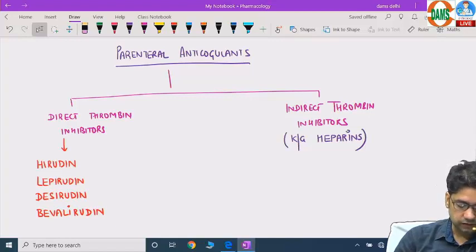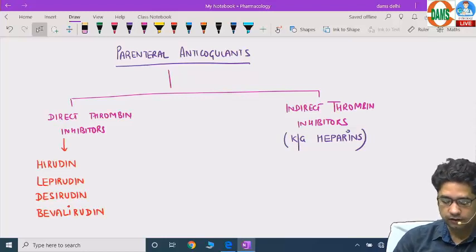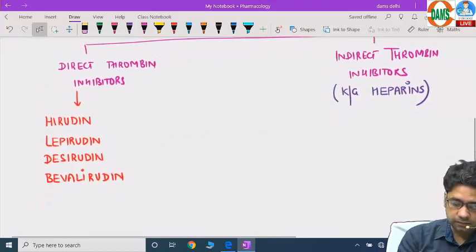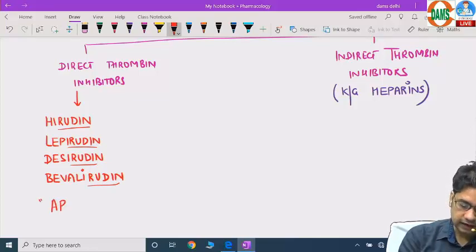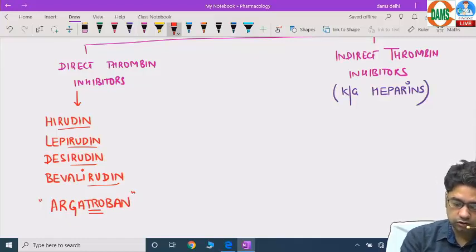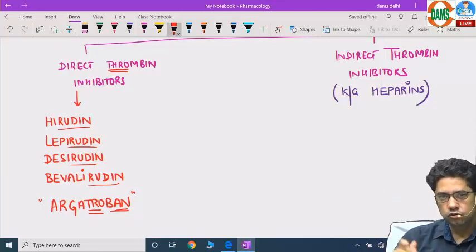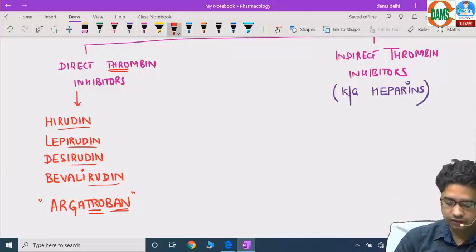Okay, very good. Maria ji, you are absolutely right. Direct and indirect. Shivani, Shruti, you are all right. Now, as you can see, they all are ending with the word rudin. So you can easily identify that they are injectable drugs. But there is one drug with a different name you have to remember, argatroban. And this is a very commonly asked question. What is argatroban? This is also very easy to remember. Tro means thrombin. An means ban, it is inhibiting thrombin. So it is banning thrombin. You can easily remember this drug.